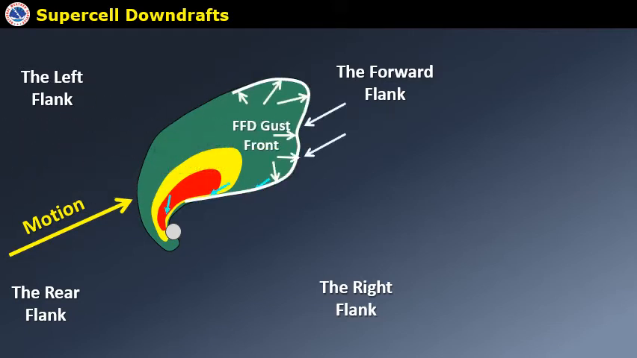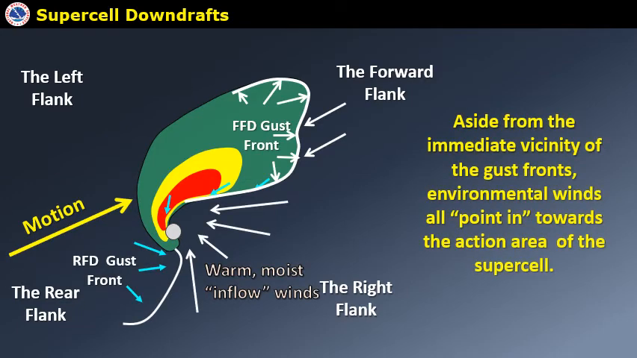The hook echo is a direct result of a mesocyclone that develops near the interface of the rear and right flanks. Because this region is characterized by relatively lower pressure, warm and moist air has a tendency to flow toward the inflow region. And this is what we call the action area. If a tornado is to develop, it's most likely going to happen here.